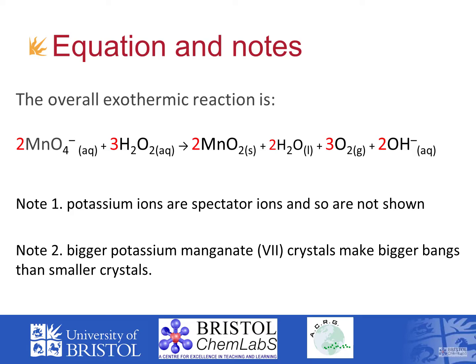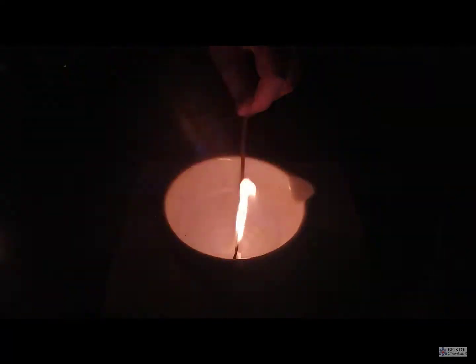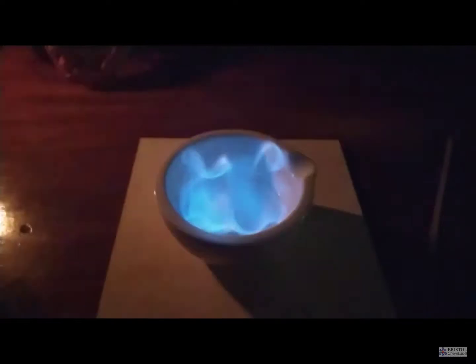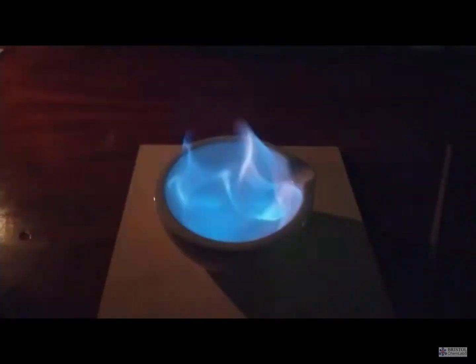Once the reaction is going, typically with a blue flame, so we're showing this in the dark to make it easier to see, we tap in about 0.5 gram of larger potassium manganate(VII) crystals, and the bang evolves.